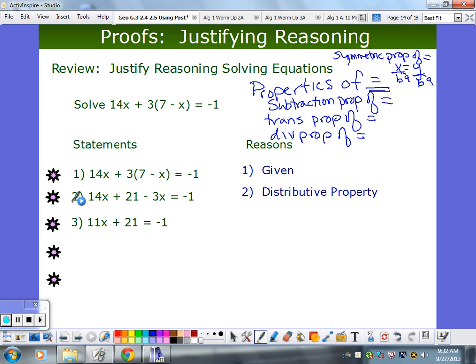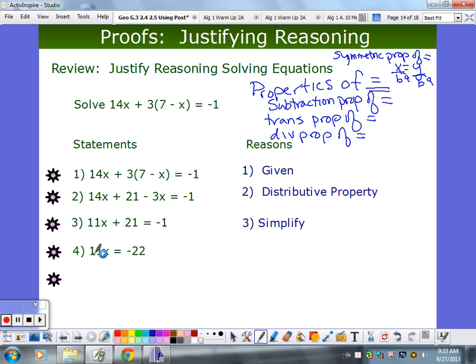Let's see, how did I get from 2 to 3? What changed? What did we do here? All I did was combine these like terms. I did a 14x minus 3. I simplified an expression. That's really all I did. Let's see what I do next now.